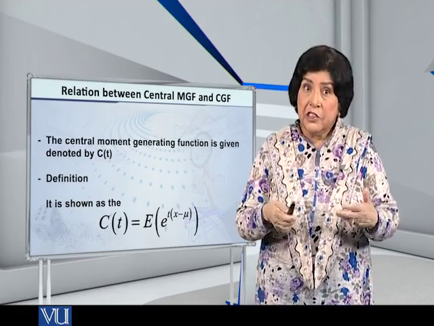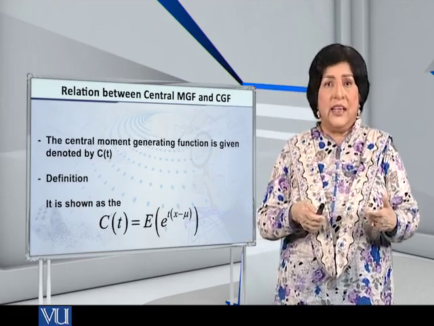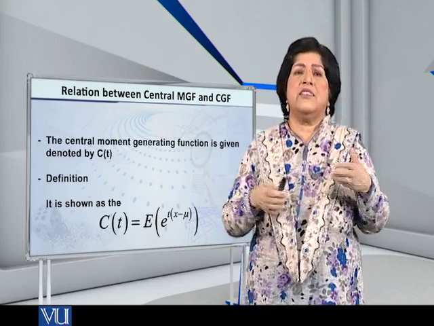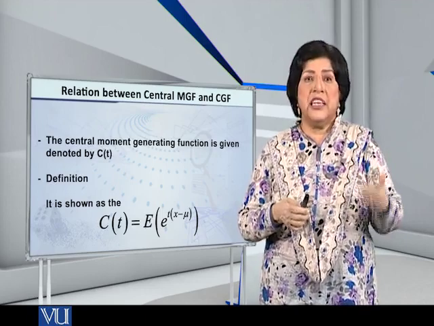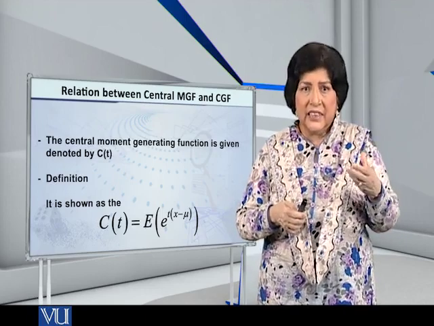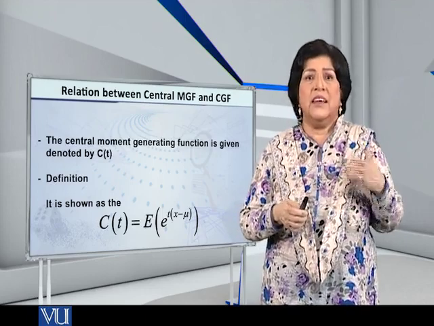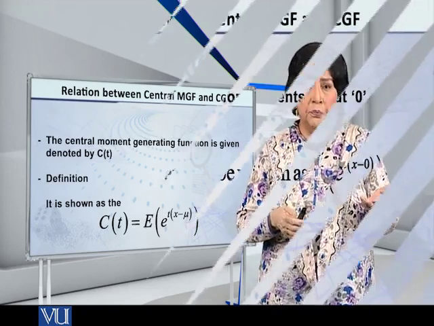And what is the definition of this one? Well, it's not difficult. It's quite simple. It is the expected value of e raised to t multiplied by x minus mu.